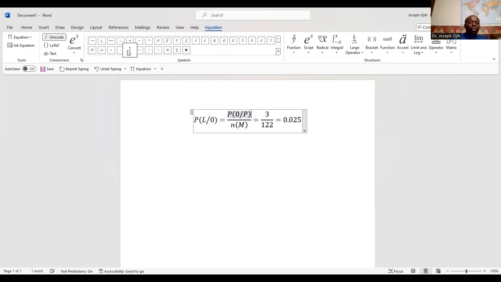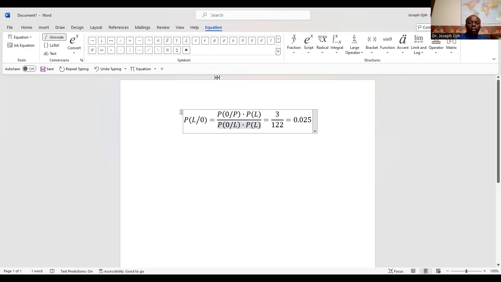Excuse me, sorry. Times P of light purchaser. Then repeat it underneath and put the other probabilities. Probability that the person is 0, given that it's a light purchaser, times the probability that it's a light purchaser. Then I'm going to add this kind of term, but remember we're using Bayes.